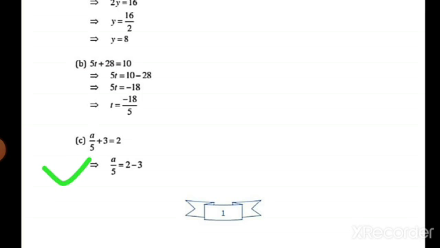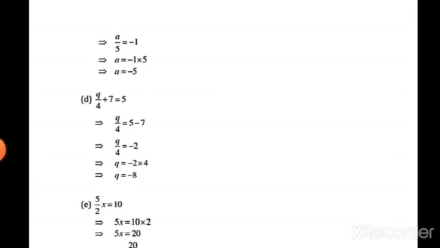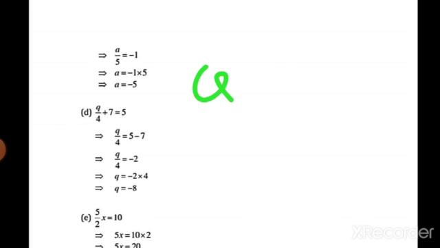Then a upon 5 plus 3 is equal to 2. So the term having the variable, a is the variable, so a upon 5 is equal to 2 minus 3. So that is the final answer. So a upon 5 is equal to minus 1. So a is equal to minus 1 multiplied by 5, that is minus 5.